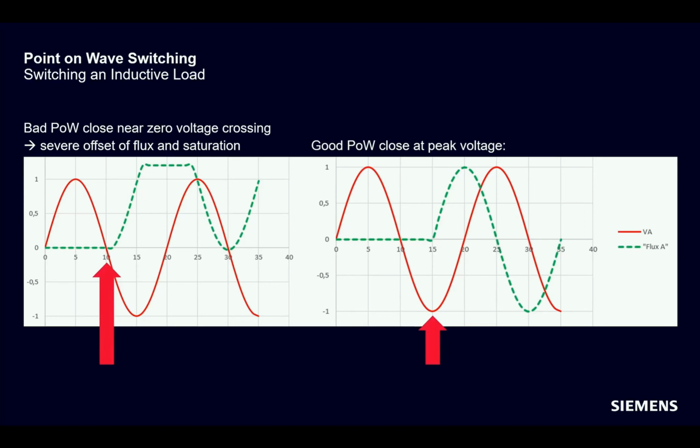So another application for point-on-wave switching is switching an inductive load. Inductive loads, such as transformers and reactors, typically have iron cores. When these iron cores saturate during closing, as shown on the left-hand side, there will be a severe inrush current during switching. On the right-hand side, you can see an inductive load controlled by point-on-wave at peak voltage. The flux dashed lines will have no offset and will therefore have no inrush current.